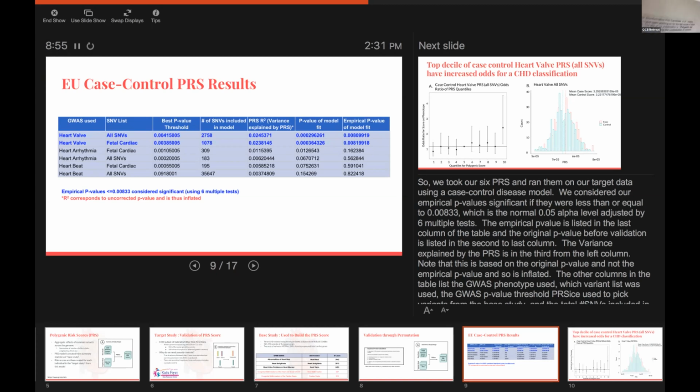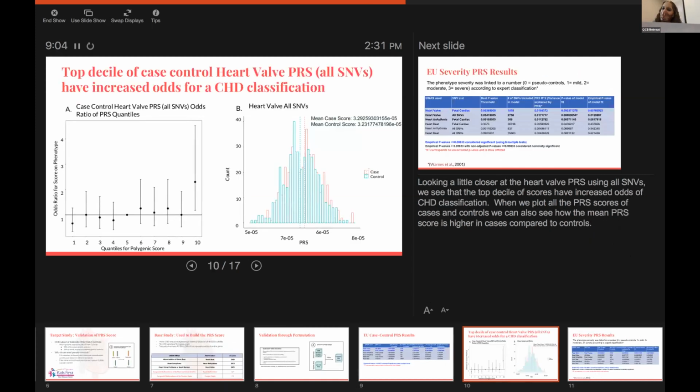Now, we wanted to look a little closer at this heart valve PRS using all SNVs. And so we generated some graphs. And we see here that the top decile of scores have an increased odds of CHD classification. And when we plot all of the PRS scores of cases and controls, we can also see how the mean PRS score is higher in cases compared to controls.